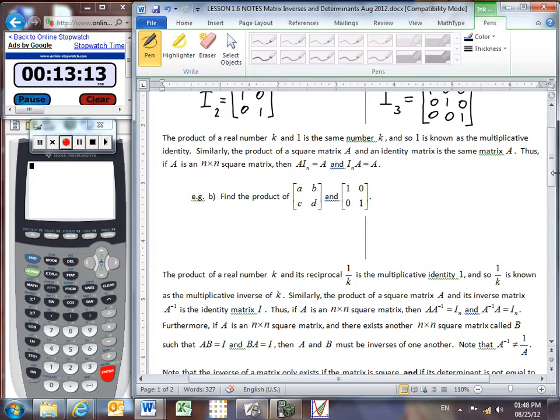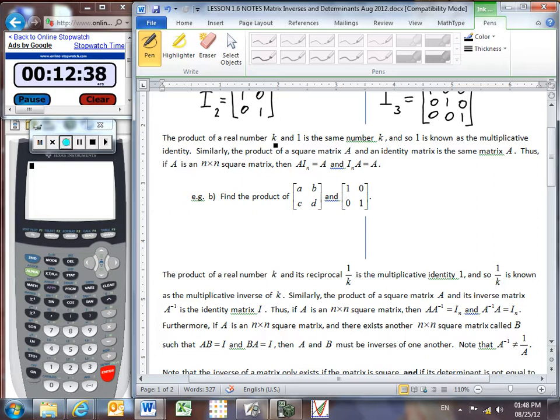Now the product of a real number, k, and 1 is of course just the same number k. This is one of those properties you learned a long time ago, and we call this special number 1 the multiplicative identity. So here's this word identity again, meaning that it keeps the identity of any number intact. If we multiply any number by 1, the number itself has not changed. 1 has preserved its identity.